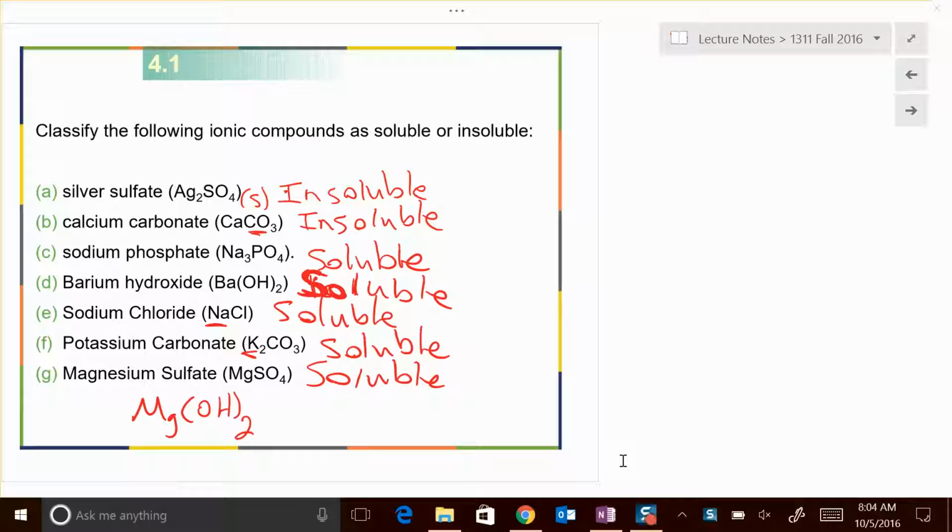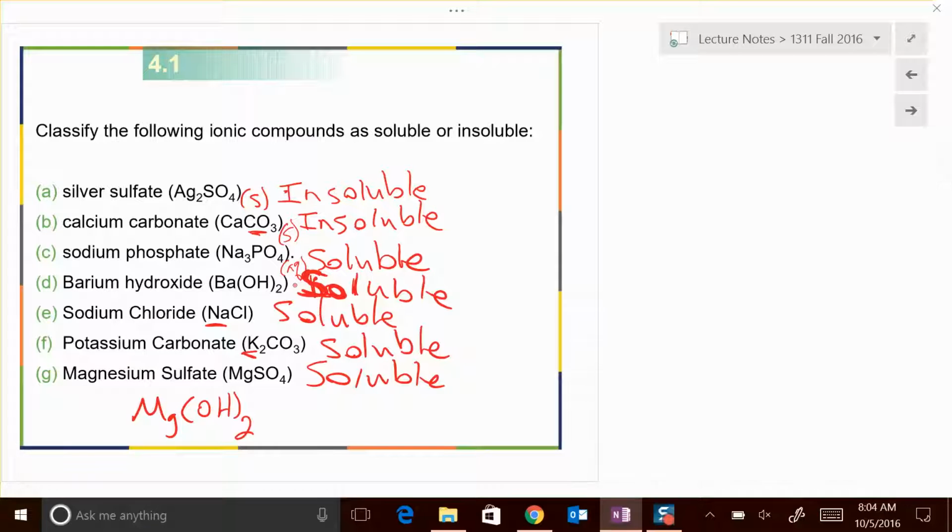Okay, so we left off last class talking about how we would classify something as insoluble or soluble, or in other words, as a solid product. So these ones would be solids, or the ones that are soluble, aqueous solutions. Okay.